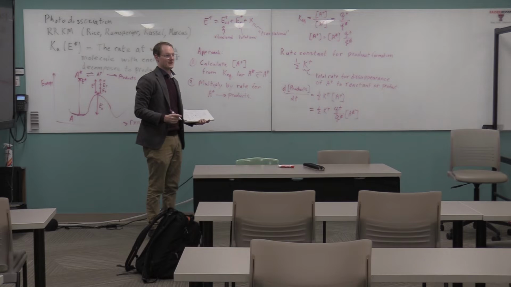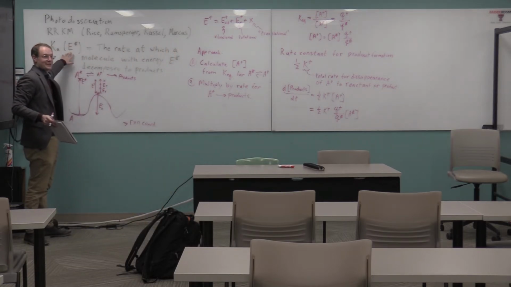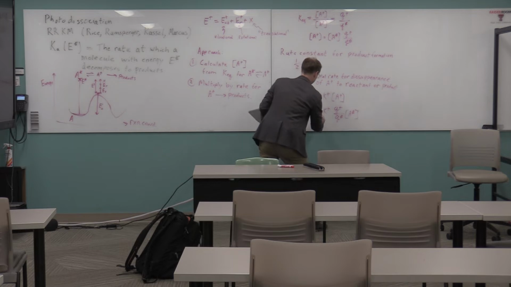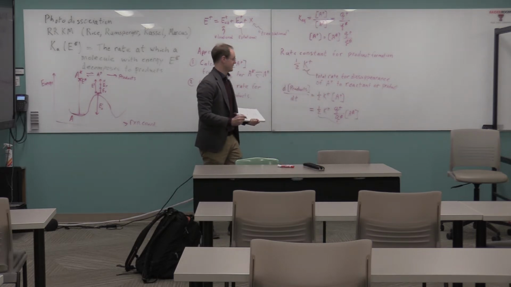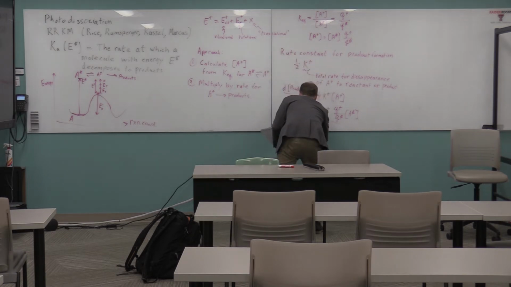Okay? And so assuming that this is a first order rate constant, which it should be if it's a unimolecular process, we can identify this part here as the rate constant. So this part here, this is our rate constant Ka of E star.